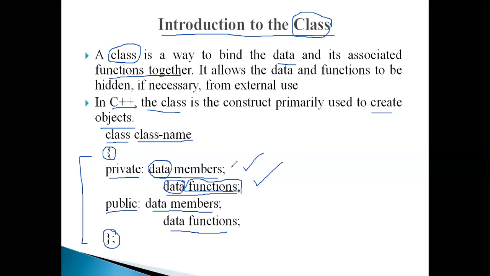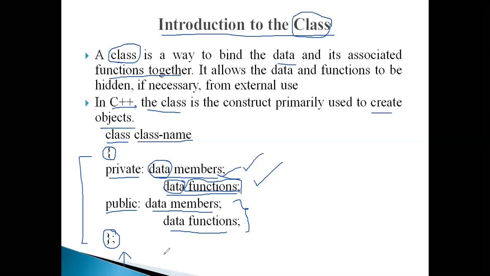You can declare any number of data members under private. You can declare any number of data functions under private. Similarly, you can declare any number of data members and data functions under public. What is the difference between private and public? When you declare any variable under private, you cannot access it from outside of the class. When you declare any data member in public, you can access it from outside of the class also.